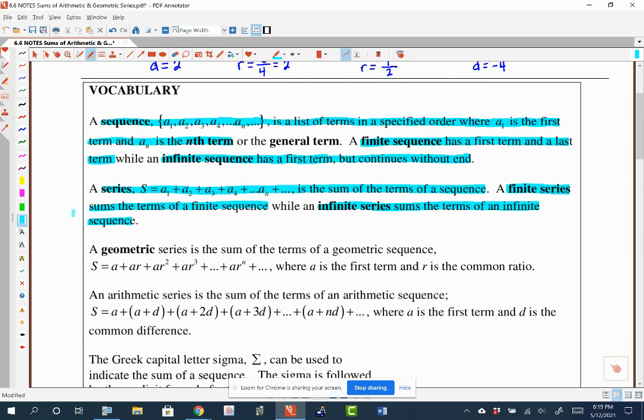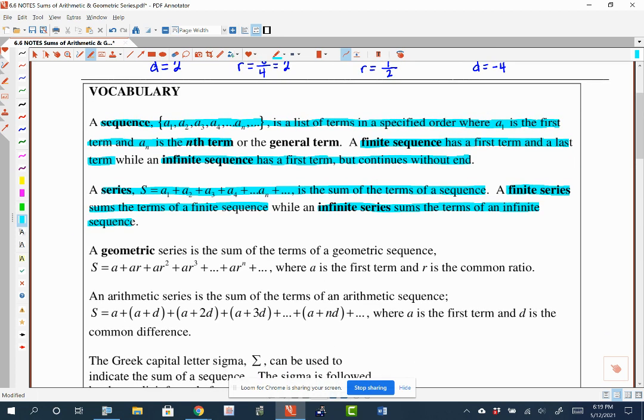Geometric was one of our types of sequences. So a geometric series is the sum of the geometric terms in a sequence.